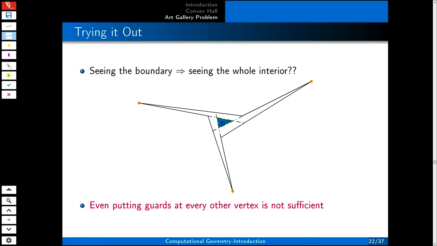How many are still convinced that the correct bound is order n? With n guards, can we always see all the polygons? I don't know. But this example certainly shows that even if I place guards at alternate vertices, it may not work. I have placed a guard at every alternating vertex, but still I am not able to see the whole polygon. That is not proved by not finding a counterexample. I am not saying that n is not enough, but I am not ready to confirm it either. At this point, I cannot say that n is enough.